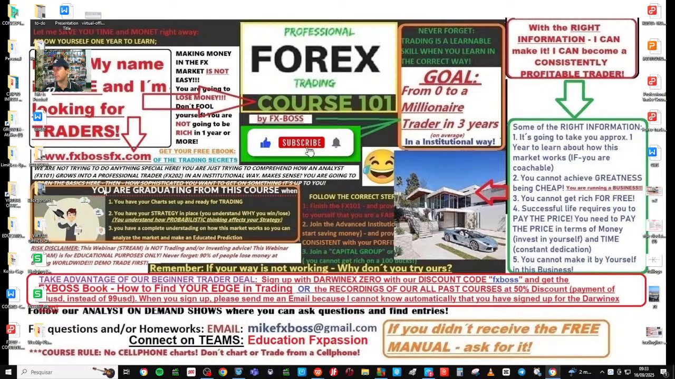You are going to graduate from this course when, number 1, you have your chart set up and ready for trading. Number 2, you have your strategy in place, and you understand why you win and why you lose. And number 3, you have a complete understanding of how this market works, so you can analyze the market and make an educated prediction. Today we have lesson number 3, how to trade support in a downtrend, everybody.